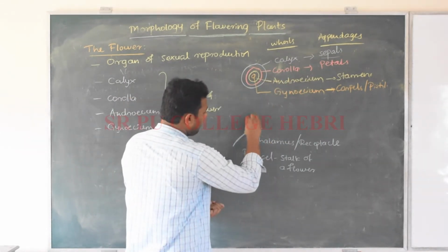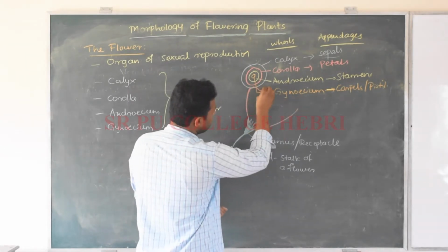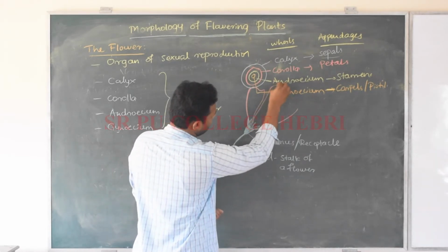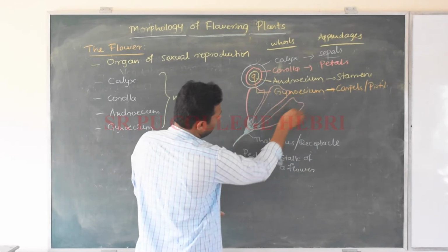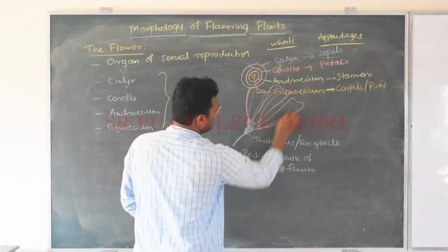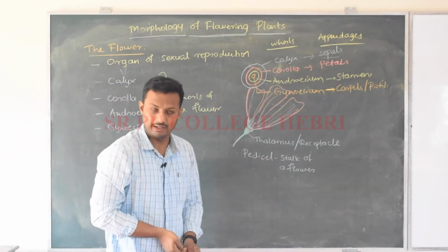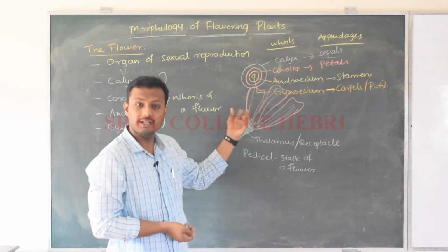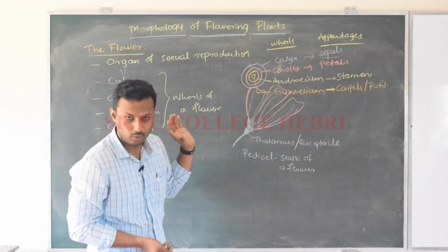Corolla means the appendages of the corolla are what? They are nothing but the petals. Yes, so you are seeing the petals like this. So petals are the appendages of the corolla. These are the brightly colored, colorful organs of a flower, that is the petals. See, corolla is the entire whorl and petals are the what? Appendages of the corolla, right?